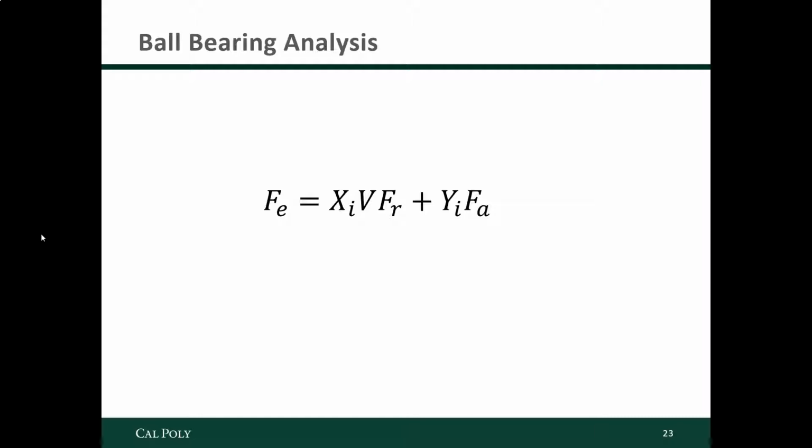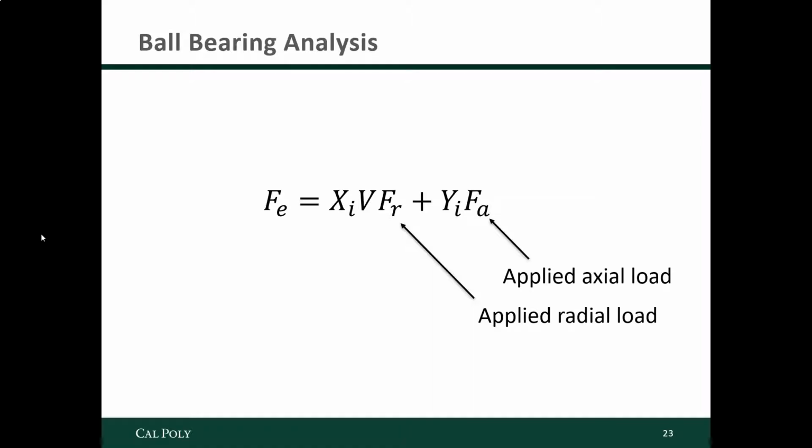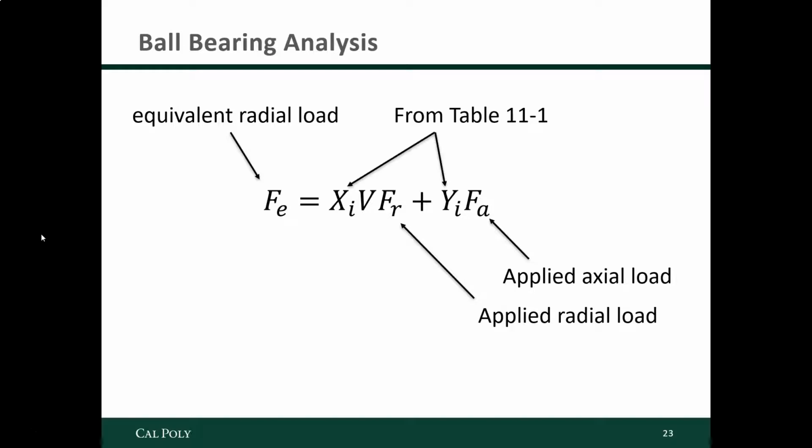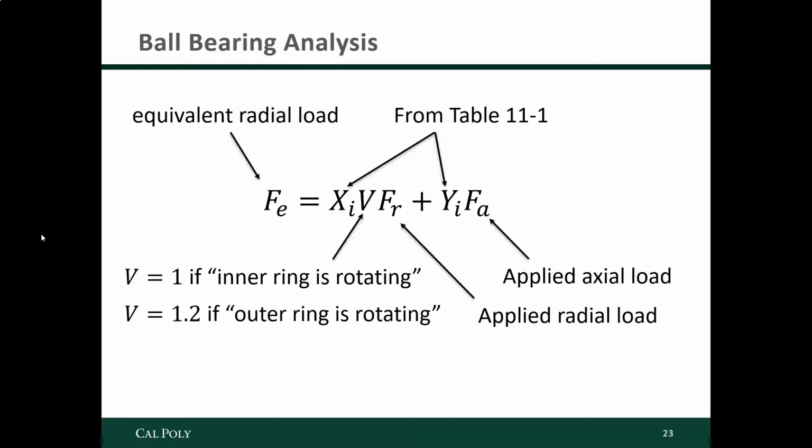This is equation 11-12 in the 10th edition of Shigley, where the applied radial load is F sub r, the applied axial load is F sub a. The equivalent radial load, that means basically what radial load would cause the same amount of damage or cause the same failure as this applied axial and radial load combined. And these factors x1 and y1 are given in table 11-1. This V here is 1 if the inner ring is rotating, 1.2 if the outer ring is rotating, and 1 for all self-aligning ball bearings.